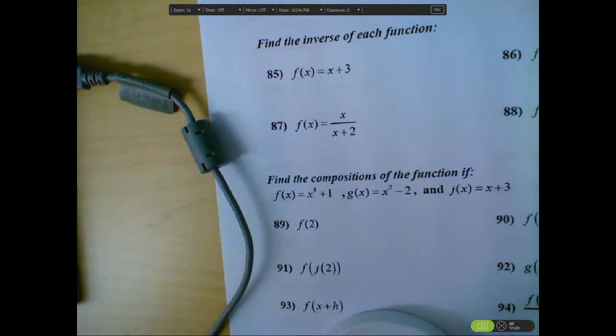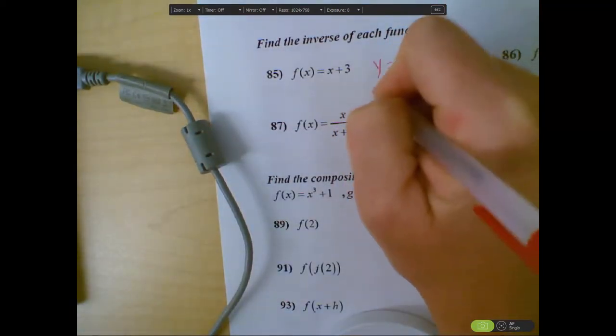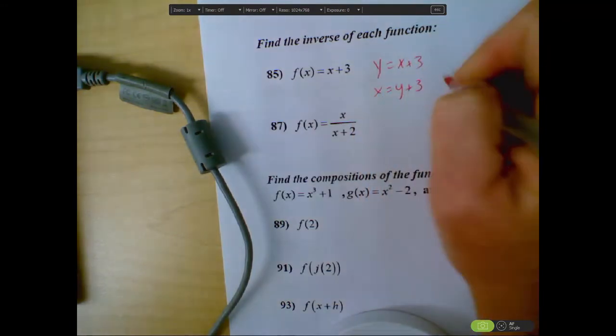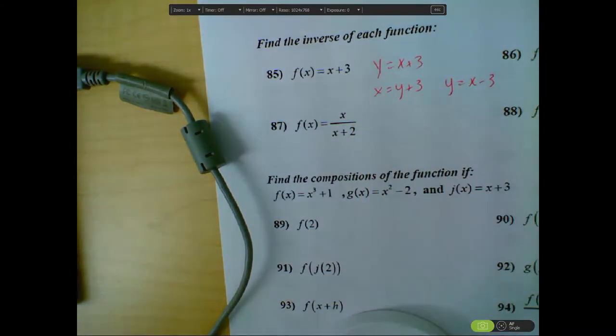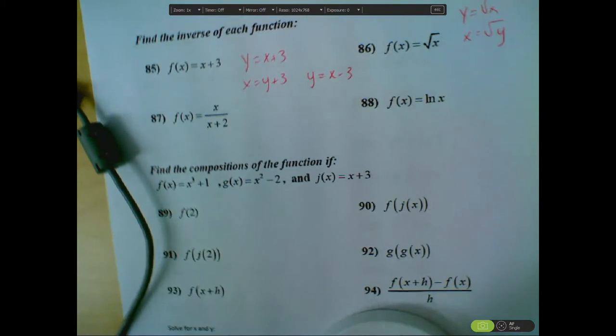Okay. Find the inverse. Basically, switch x and y and solve for y. So y equals x plus 3. I'm going to go x equals y plus 3, subtract 3, y equals x minus 3. Here, y equals square root of x, so x equals square root of y. Square both sides, x squared equals y.